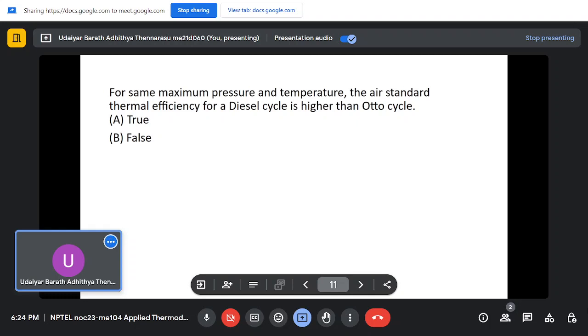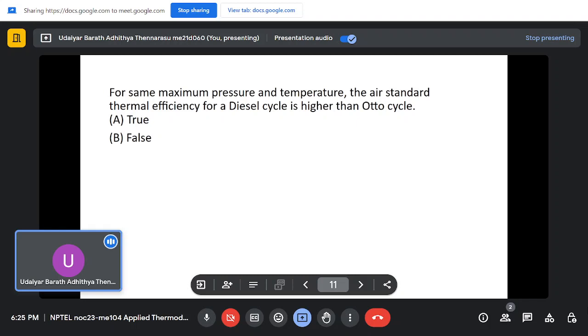So moving on, we have, for same maximum pressure and temperature, the air standard thermal efficiency for a diesel cycle is higher than Otto cycle. So here we are saying that the maximum pressure and temperature are the same for all the cycles. Which of the air standard thermal efficiencies will be higher, diesel or Otto cycle?